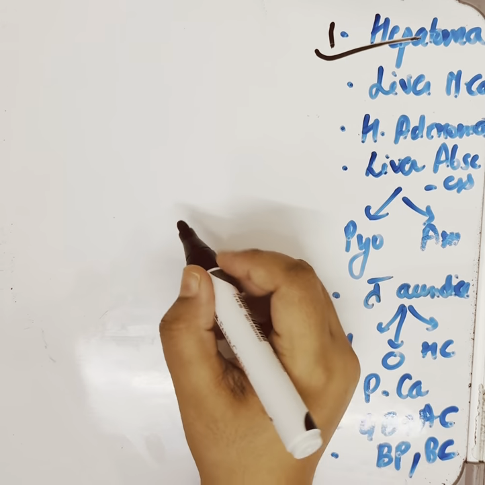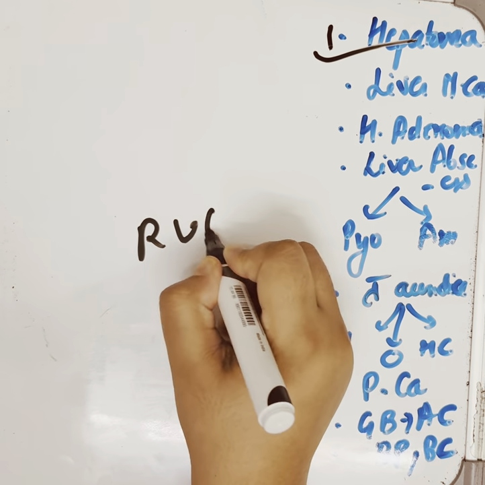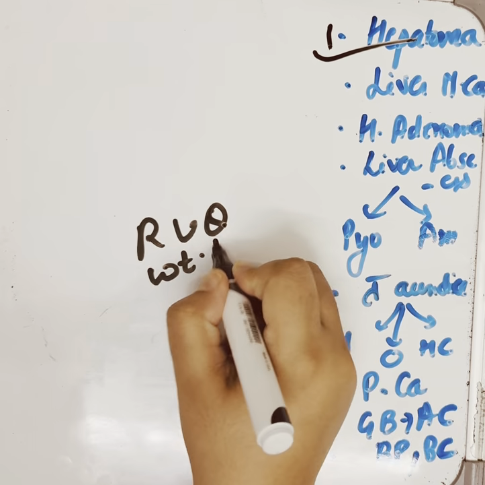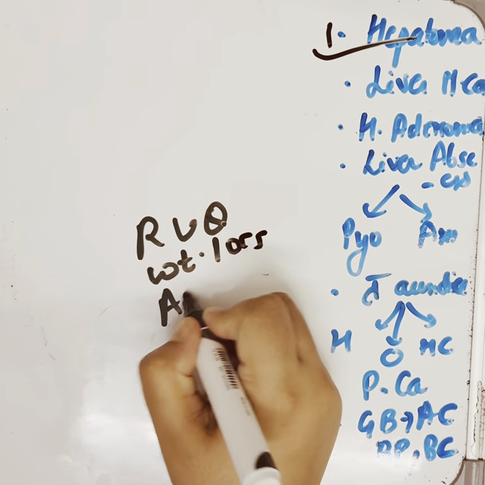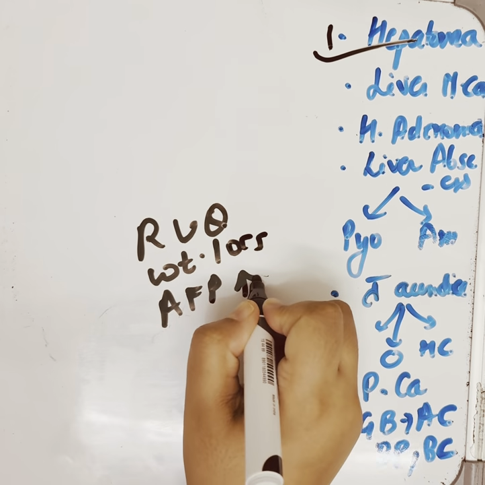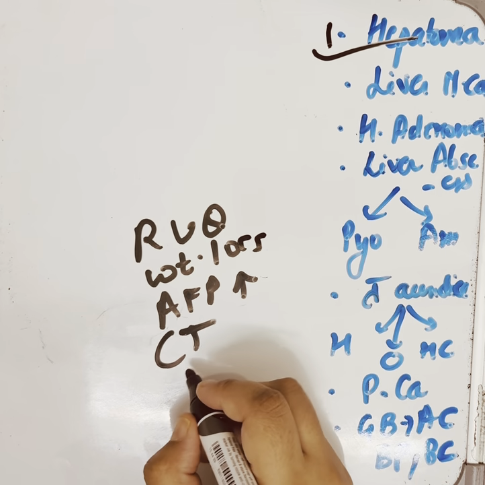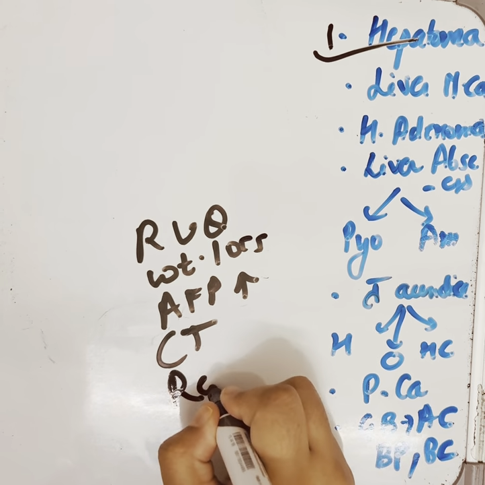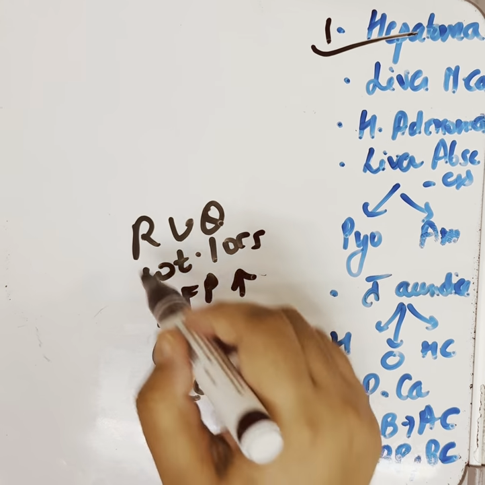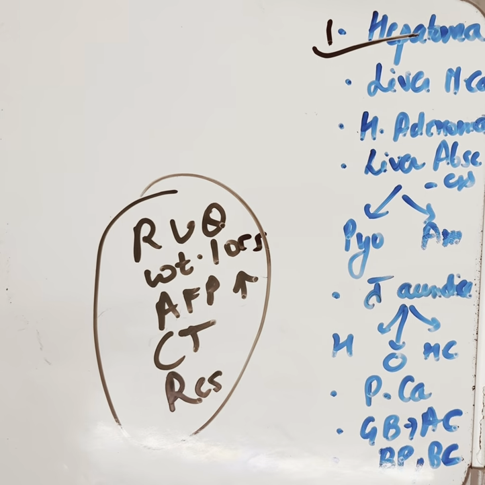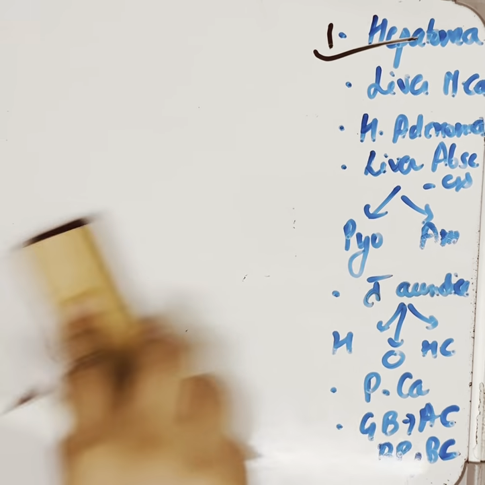And what will this hepatoma present with? Right upper quadrant pain, weight loss, and alpha fetoprotein will be increased. We can do CT to see the location and the extent, and we can resect the tumor accordingly. That is the surgery. So this is about the primary hepatoma.